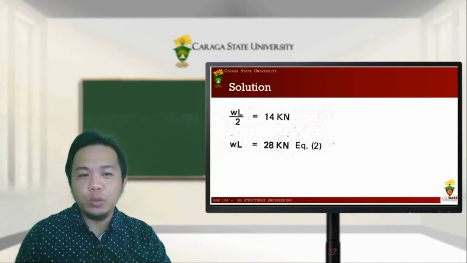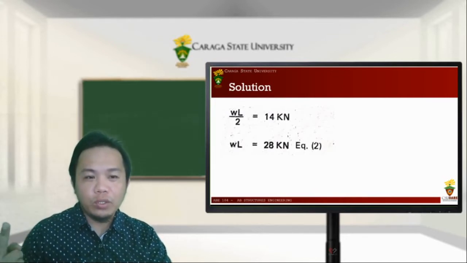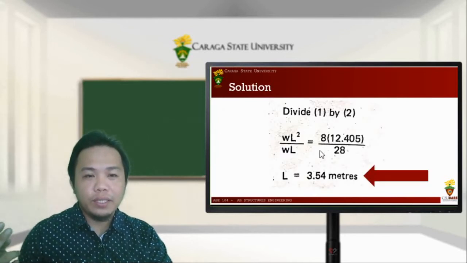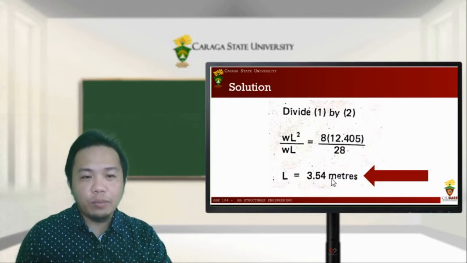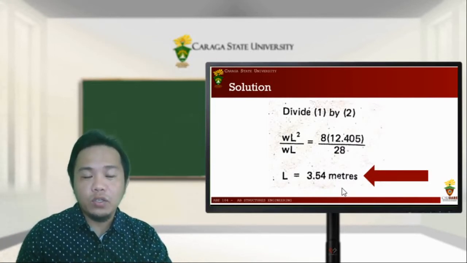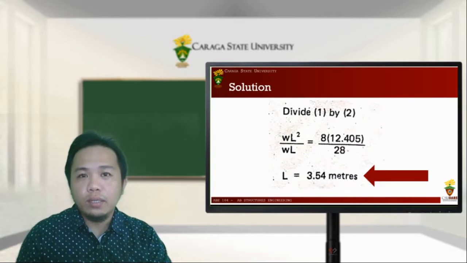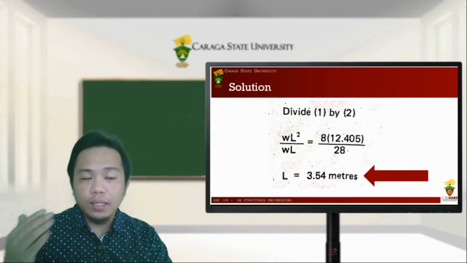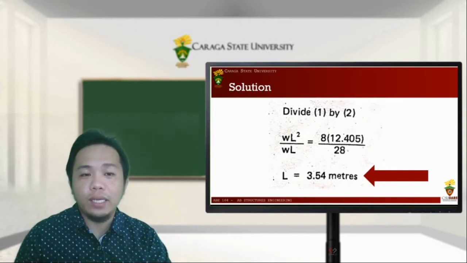That's our equation 2. Then we have two equations. We will divide equation 1 by equation 2 so that we can find that L is 3.54 meters. So if you have that cross section, 100 by 300, the required length is 3.5 meters.